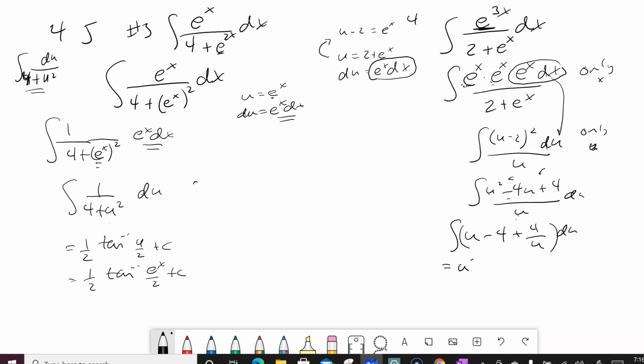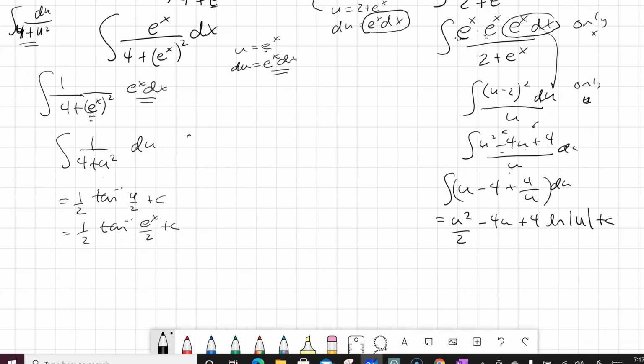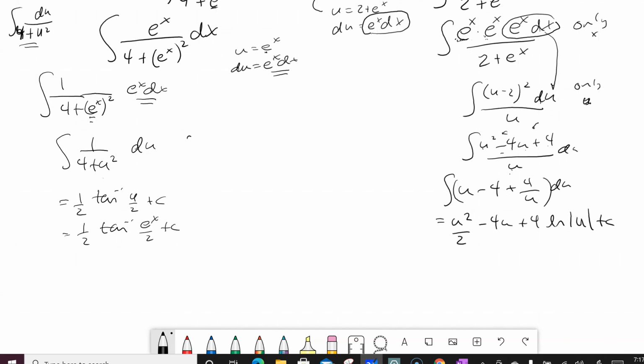Now I take the integral: u squared over 2 minus 4u, and this one you know is ln. Make sure you put the absolute value bars down, and then replace what u is equal to. So I have (2 plus e to the x) squared over 2, minus 4 times (2 plus e to the x), and then plus 4 ln of the absolute value of (2 plus e to the x), plus c.